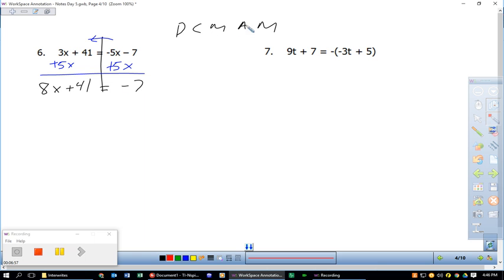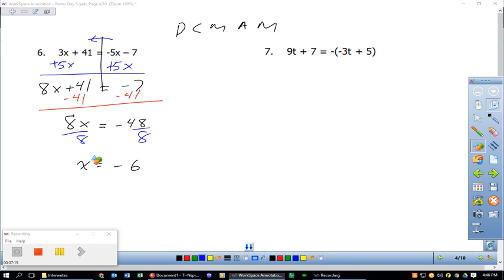So we move variables, add, subtract 41. That is negative 48 equals 8x. Dividing by 8. Watch those negative minus signs. X should be negative 6. Again, really good idea to check this. That's negative 18, 23, 30, yep, 23. Okay, works out on both sides.